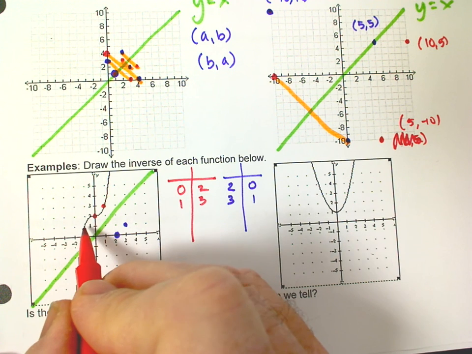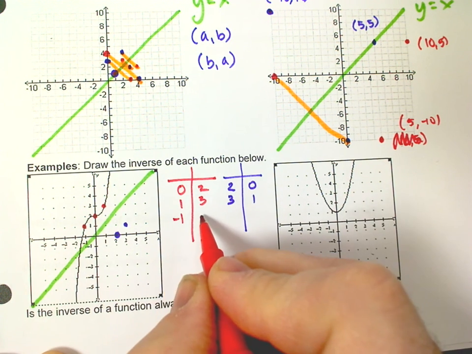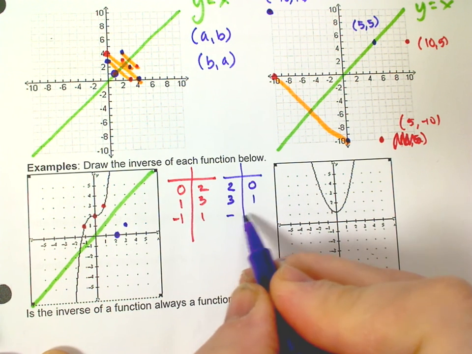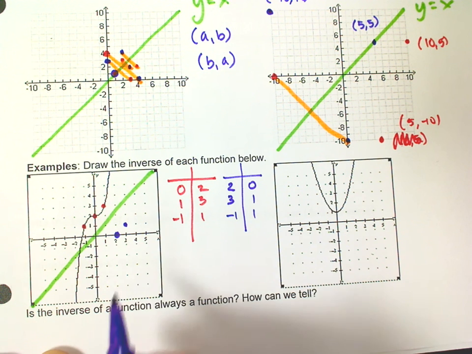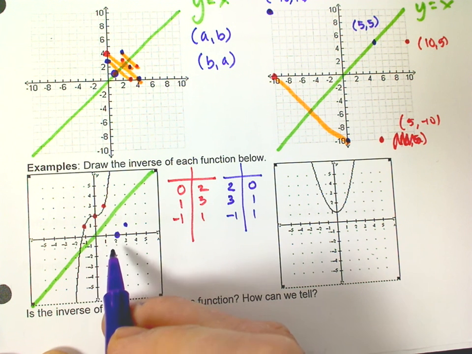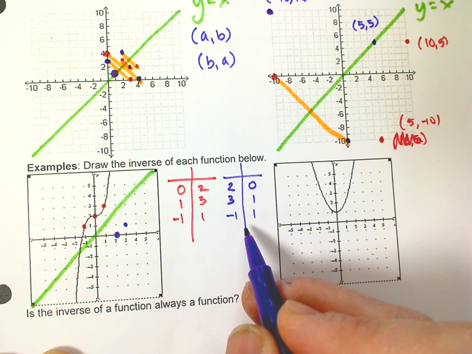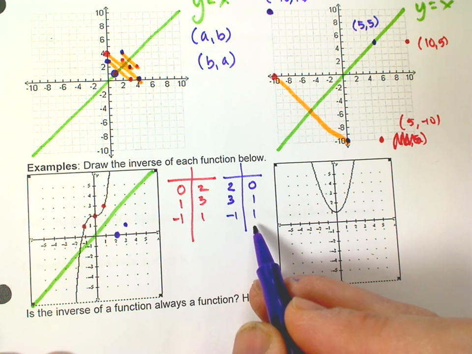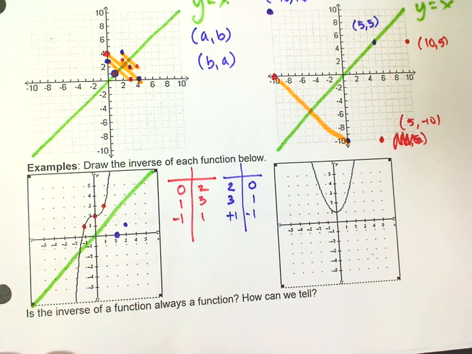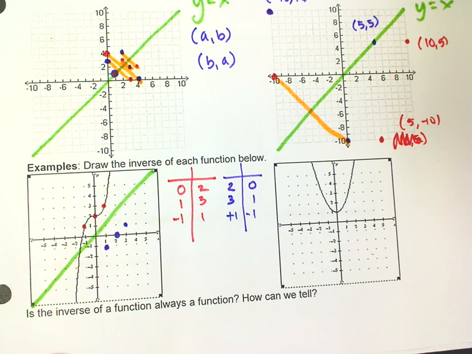Mm-hmm. And then you'll see that we have this point here. It is the point (-1, 1). When we flip that around, we'll have (1, -1). I'm sorry, let me make sure I did that right. Yep, (-1, 1). So I need to flip those around, and it sure looks like it didn't. This should be a +1 and then a -1. So we'll go to the right 1 and then down 1.